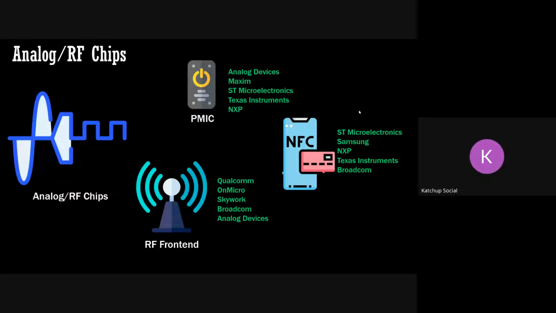Then you have analog or RF chips. What are analog or RF chips? Where you deal with the physical analog world, like wireless signals, power management, those kinds of chips. For example, your access card in your office uses NFC, or your credit card these days has NFC. There are multiple companies working in this: Analog Devices, Maxim, ST Microelectronics, Texas Instruments, NXP, Broadcom, Qualcomm, ON Semi. So multiple chip companies are working in this area.